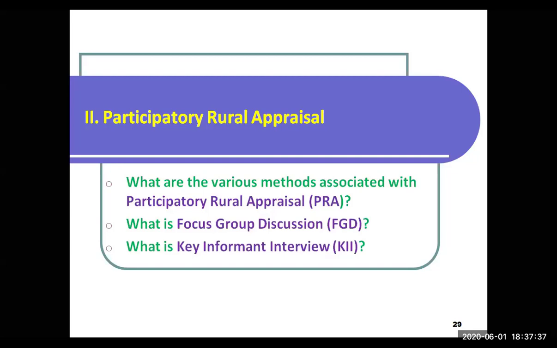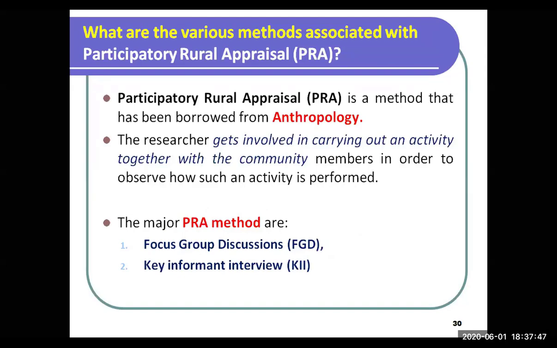The participatory rural appraisal technique has two parts. The first part is focus group discussion. The second one is key informant interview. Primarily, this technique was entirely borrowed from the field of anthropology, where the researcher collects data by involving himself as an active participant in certain specific communities and in their activities.